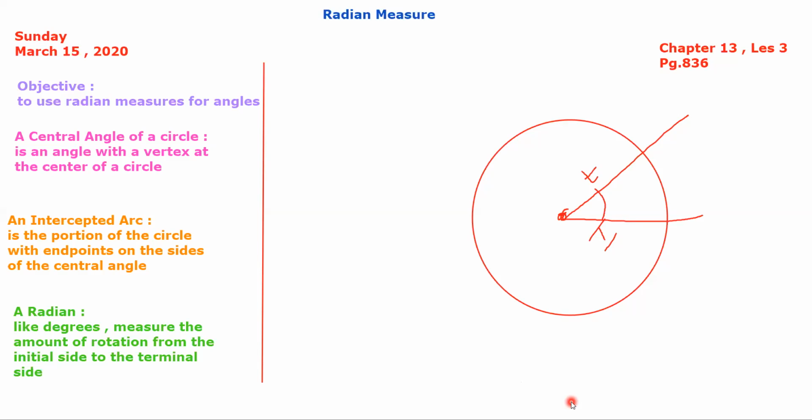Okay. Now, what about the intercepted arc? As you see from here, the sides of this angle have endpoints. The arc, or the curve, that connects these two points on the central angle, we call the intercepted arc.